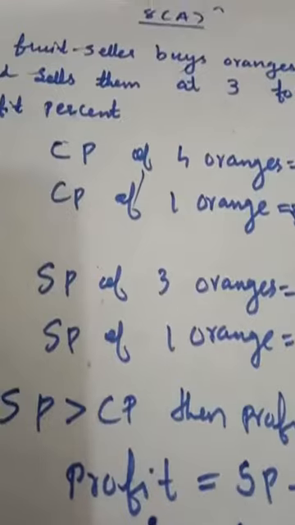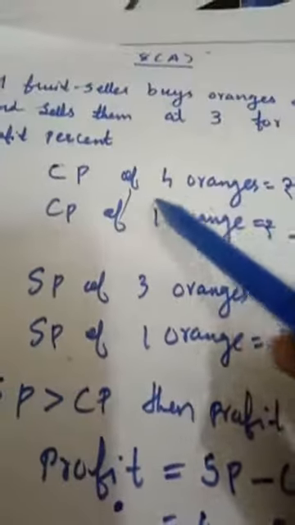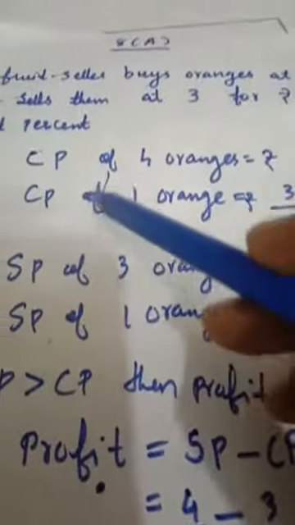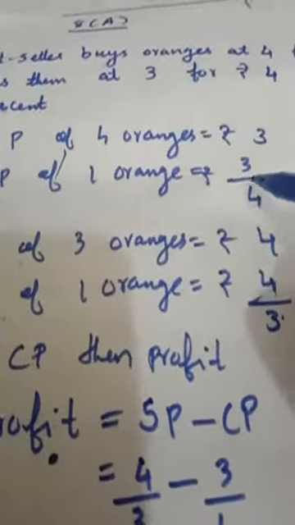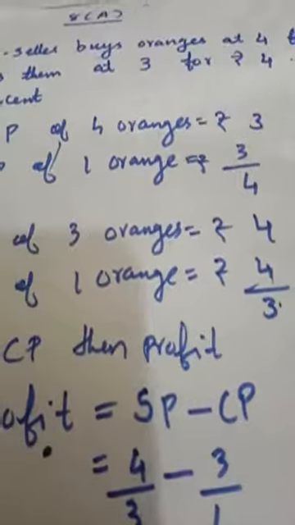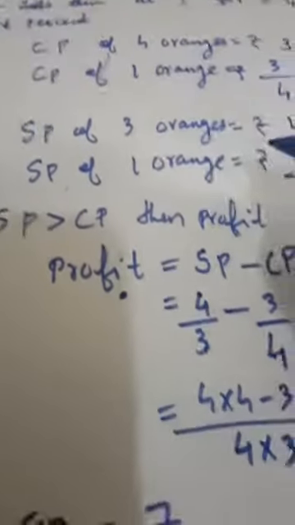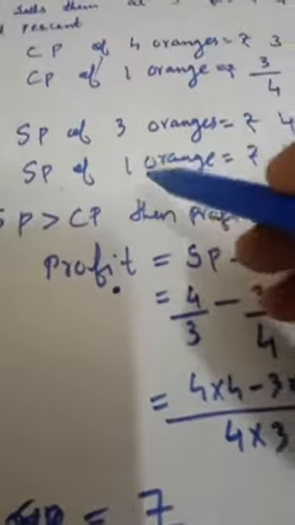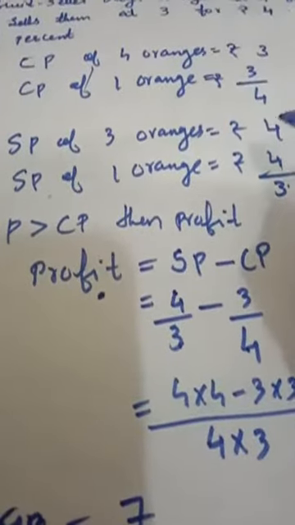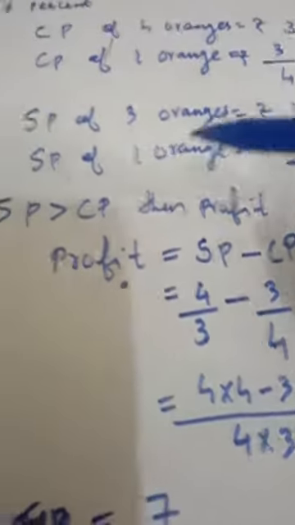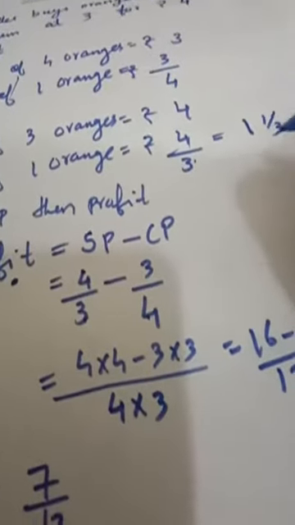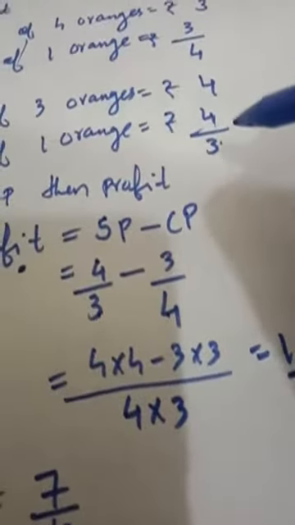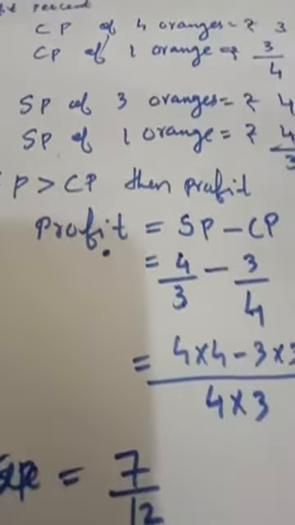See, once again, 4 oranges are given and we want to find CP of 1 orange. CP of 1 orange is equal to rupees 3 by 4, by division. Now SP of 3 oranges is given as 4, then SP of 1 orange we want to find. How to find 1 orange? 4 by 3. Here 3 by 4 and 4 by 3, which is 1 and 1 by 3, you know. Normally the second one is greater, SP is greater than CP, then it is profit.